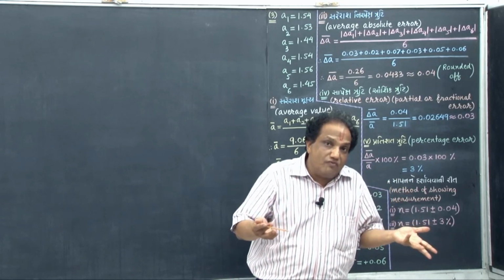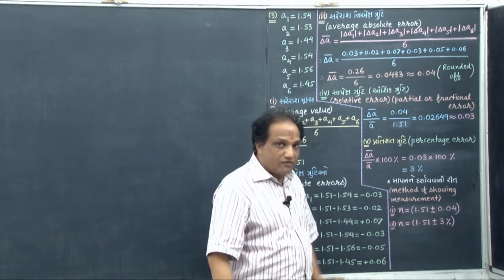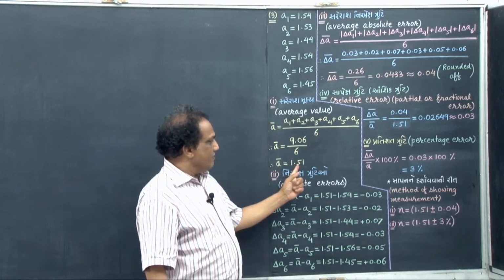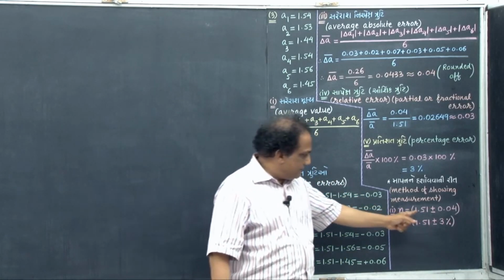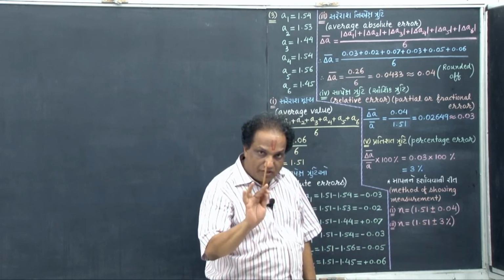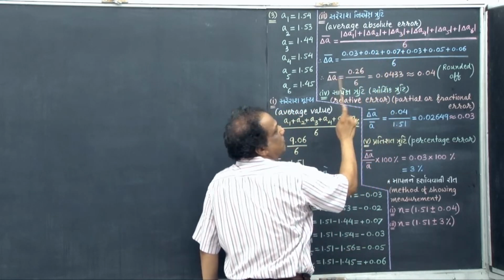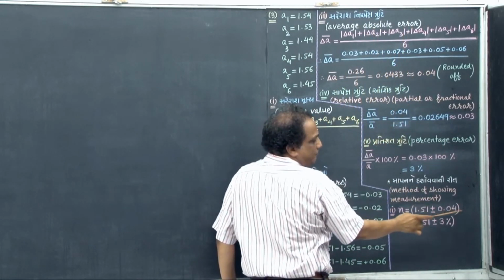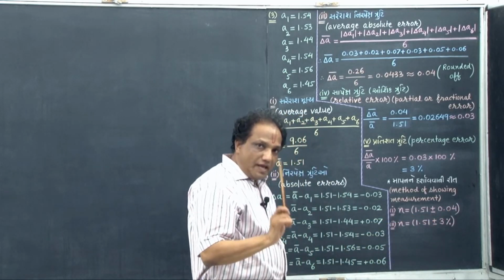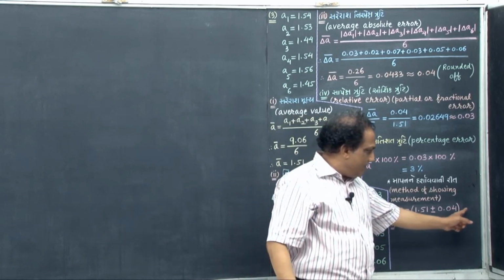So let us write down final measurement in this case. Come on. In first method, what you will write down first of all? Average value. Average value is right now 1.51, correct? Plus or minus, you are supposed to write down average absolute error. And average absolute error we have found out, it is 0.04, correct? And because refractive index is unitless, I am not writing any unit here.